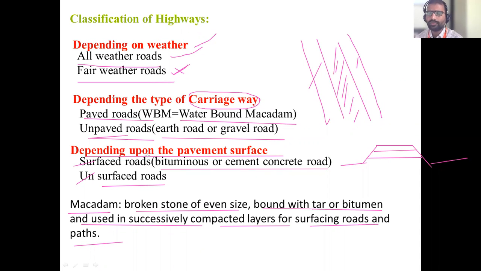So these all are multiple choice questions. There is a chance of multiple choice questions being asked. He may give these definitions: broken stones of uneven size bound with tar used in successive compacted layers for surfacing roads is called dash. One is pavement, second is macadam, third is carriageway, fourth is none. What is the answer? Macadam. Okay. So only for that purpose you have to remember all these things.